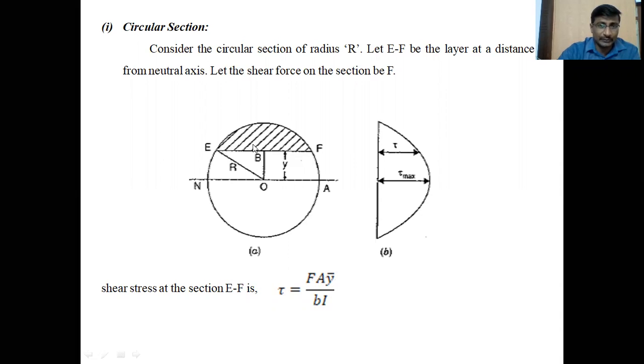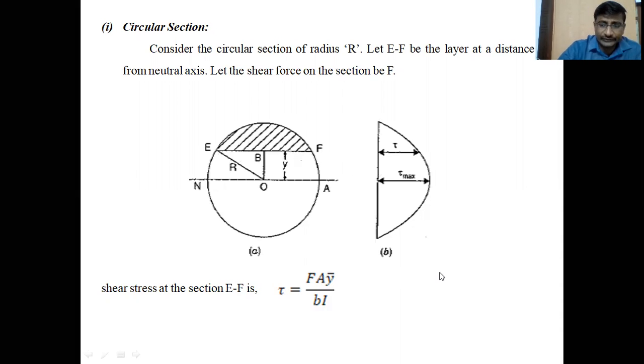A is the area above the level EF. If we consider the level EF at the neutral axis, the area becomes half of the circle. Y bar is the distance of the center of gravity of that shaded area from the neutral axis. Wherever we consider the EF level, we consider the area above it, and the center of gravity of that area from the neutral axis is represented by Y bar. And B is the breadth of the layer EF.